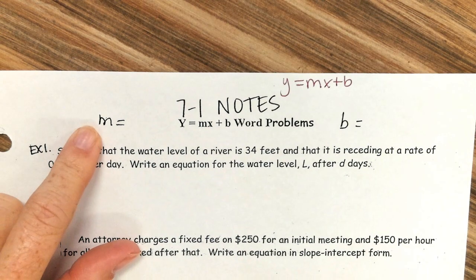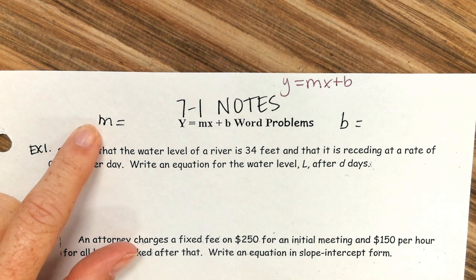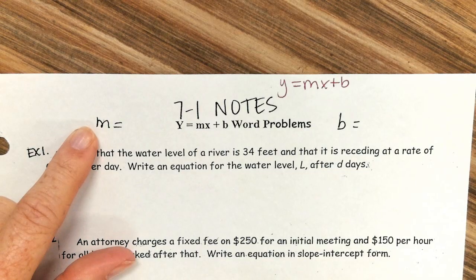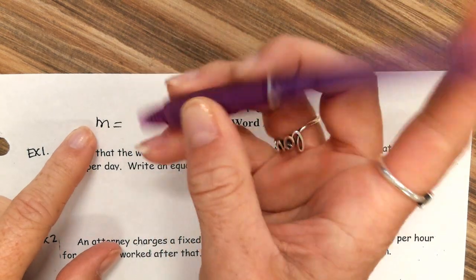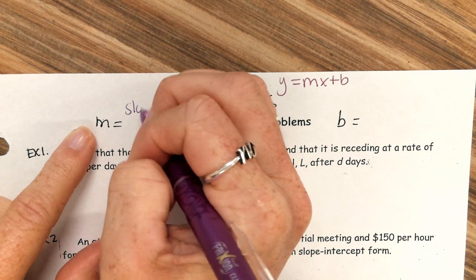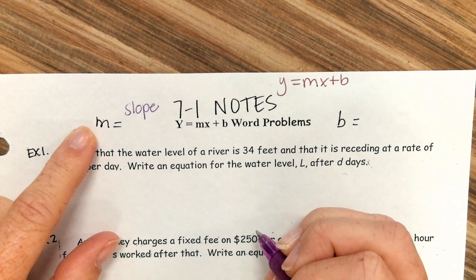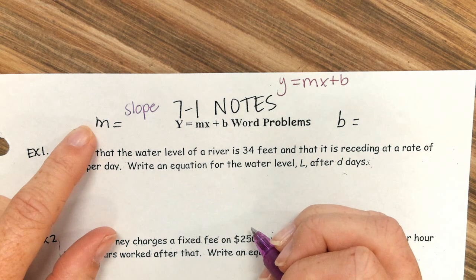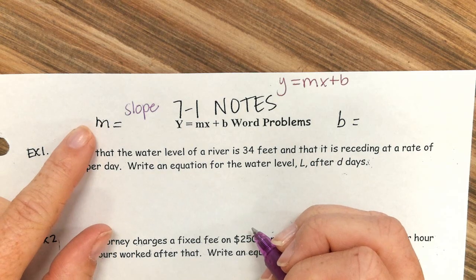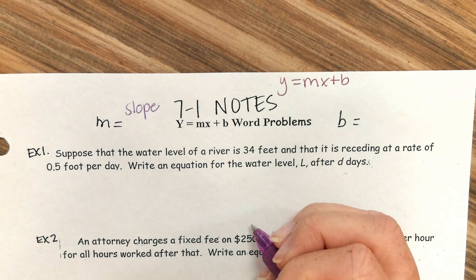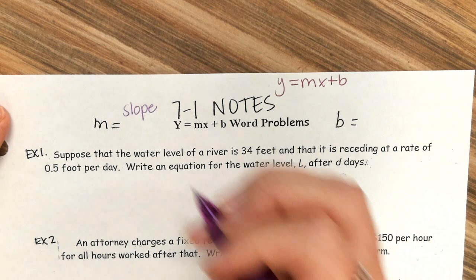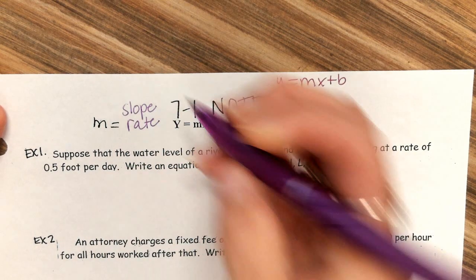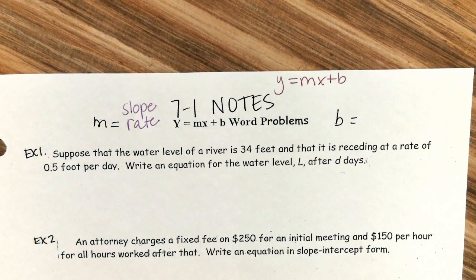The m has multiple meanings. The biggest thing is it is the slope. Also known as, what did I tell y'all it meant before? Does anybody remember? The rate. Yes, you're right. It is the coefficient to x. But it is the rate of the problem. It gets the x, or the variable, because it's being multiplied.